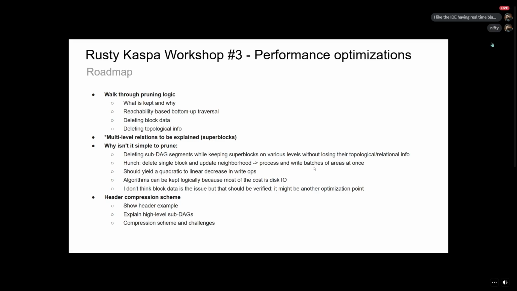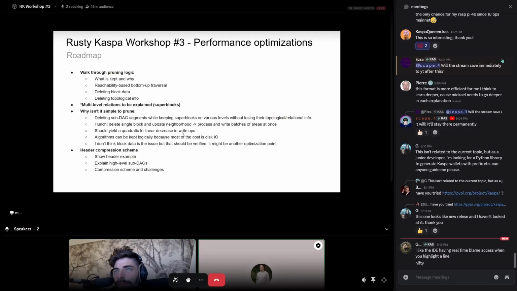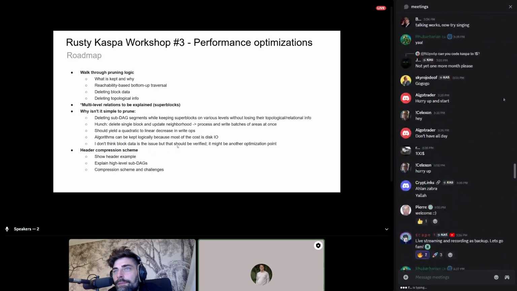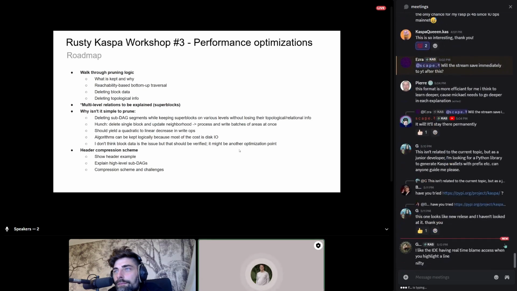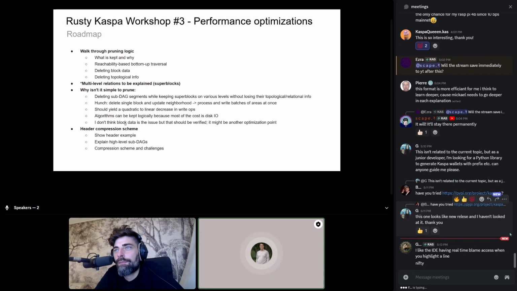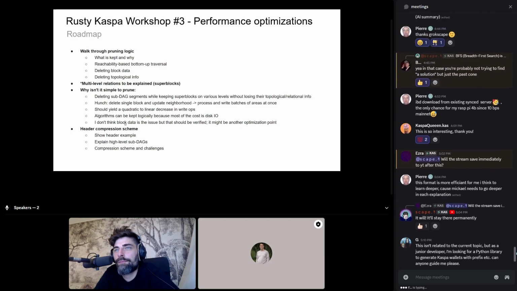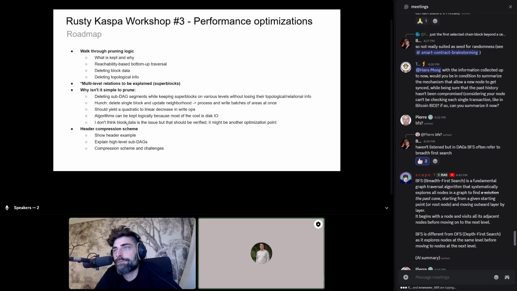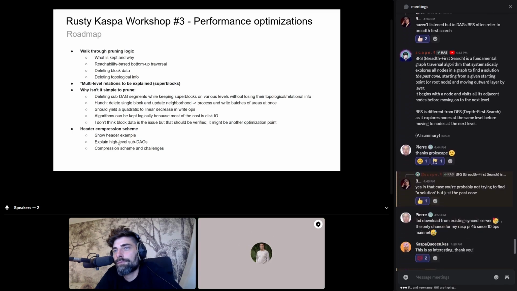Instead, we want to process and write batches of blocks at once. This should yield a quadratic to linear decrease in writes. The algorithm can be kept logically the same, because most of the cost is probably this kind. I don't think block data is the issue, but that should be verified. It might be another optimization point. And like we said, you might need to fine tune the way you do batches if you try them, not to include too much data for many blocks at the same time.